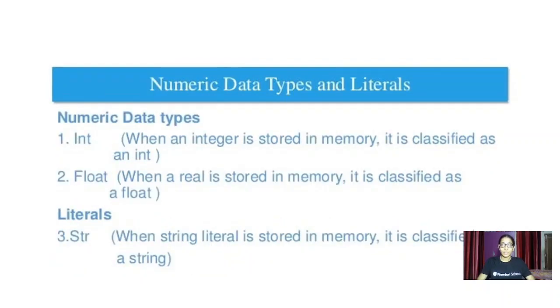So, numerical data types and literals. Numeric depends upon int and float, and literal depends upon string. Integers are used to store some of the memory to get an int value, and float is to store real values and store real allocation of your memory, defined as a float.